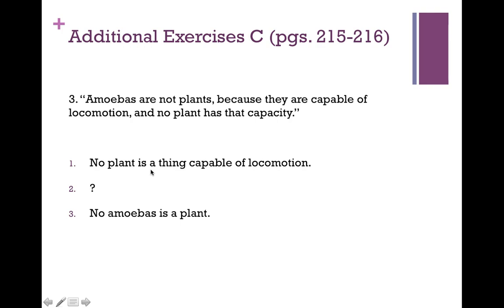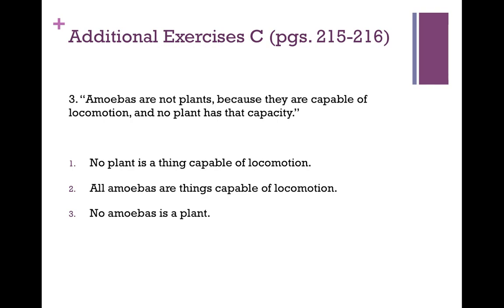No plant is a thing capable of locomotion. So we have our quantifier, our subject term, which names a class, our copula, and then "thing capable of locomotion," that also names a class. And now we come to the minor premise, and that is just going to be all amoebas are things capable of locomotion. So here we have our argument. All the propositions are in standard form, and the argument itself is in standard form.